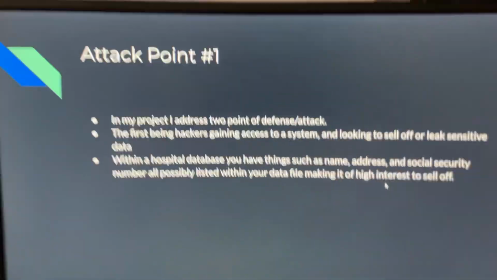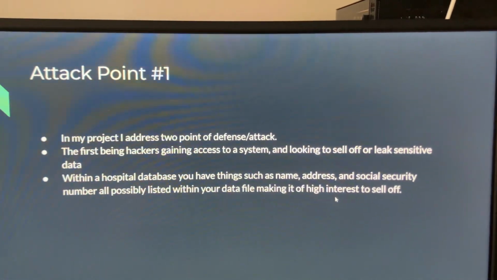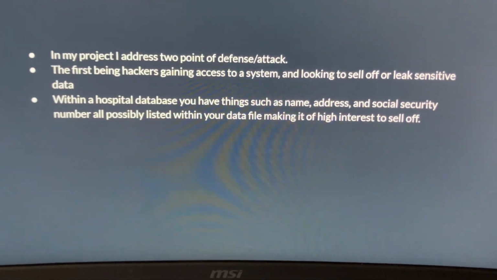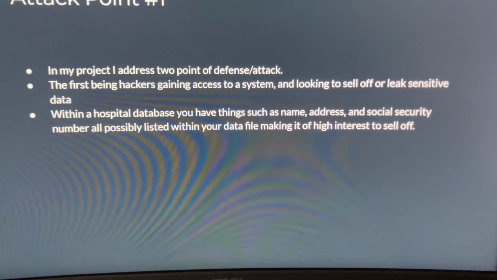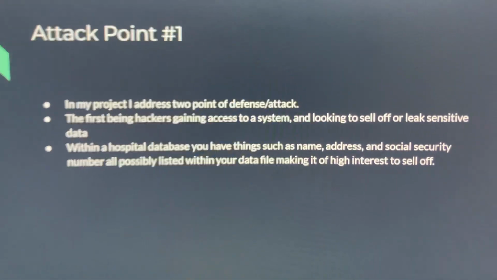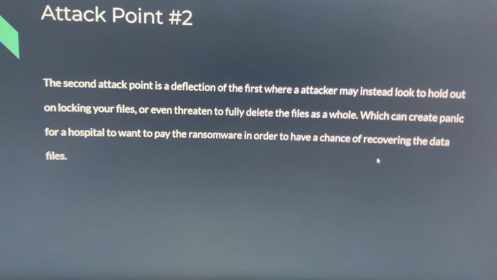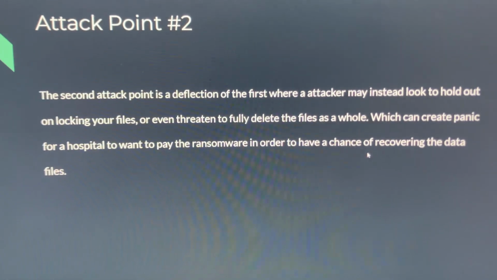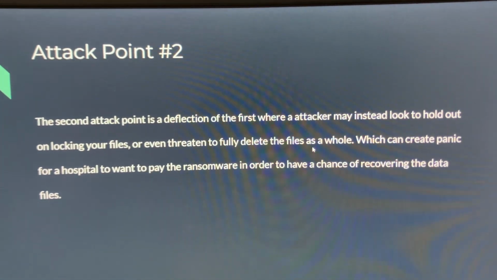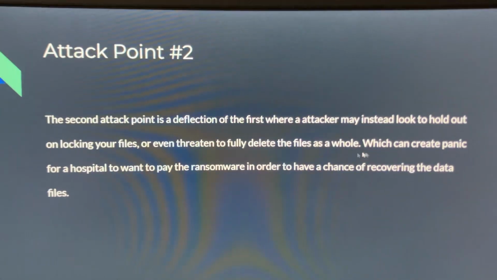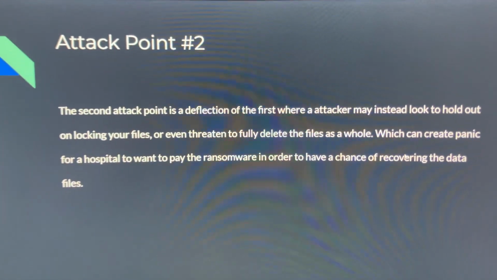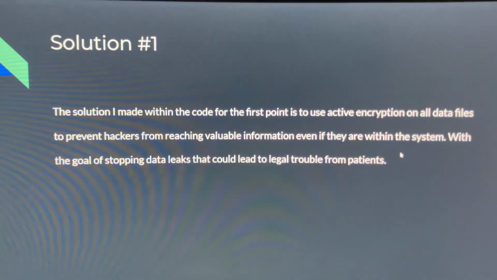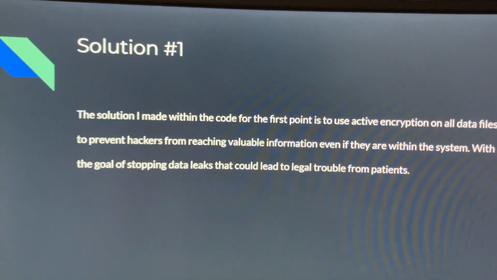Attack point number one: in my project, I kind of broke it off into two parts. Within a hospital database, you have things such as name, address, and social security number, all within the patient chart, which I'll show an example of, and which is of high interest to sell off to scammers and things like that. The second point of deflection is kind of like an attack, where they threaten to fully delete the files as a whole, or just want to continue the lockout, which creates panic within a hospital because you need the files as soon as possible, or in any situation with ransomware.